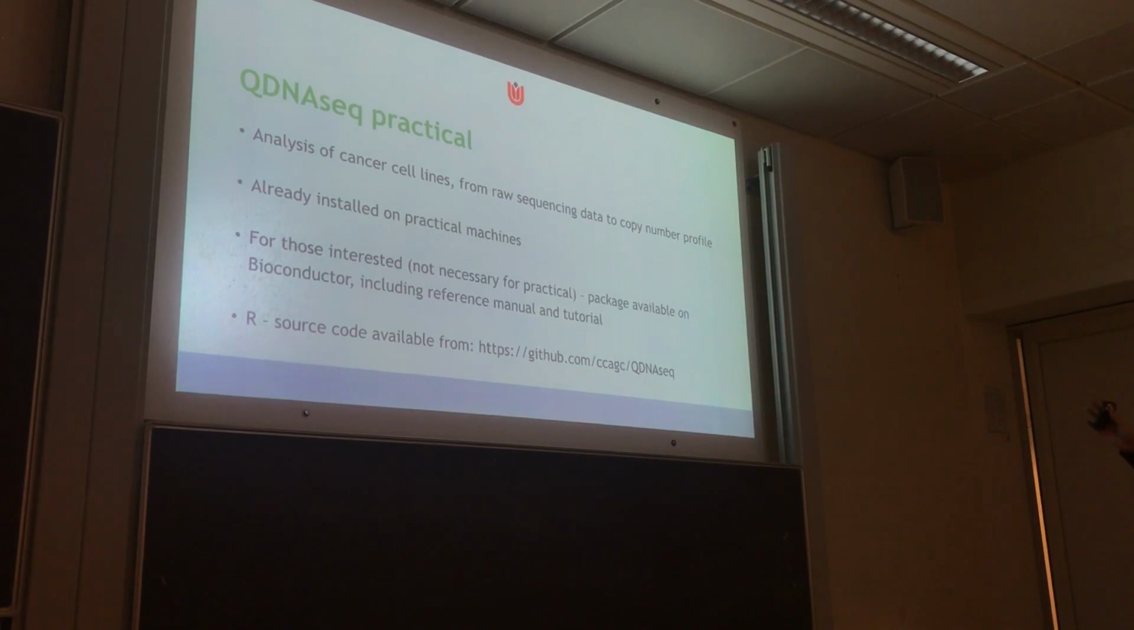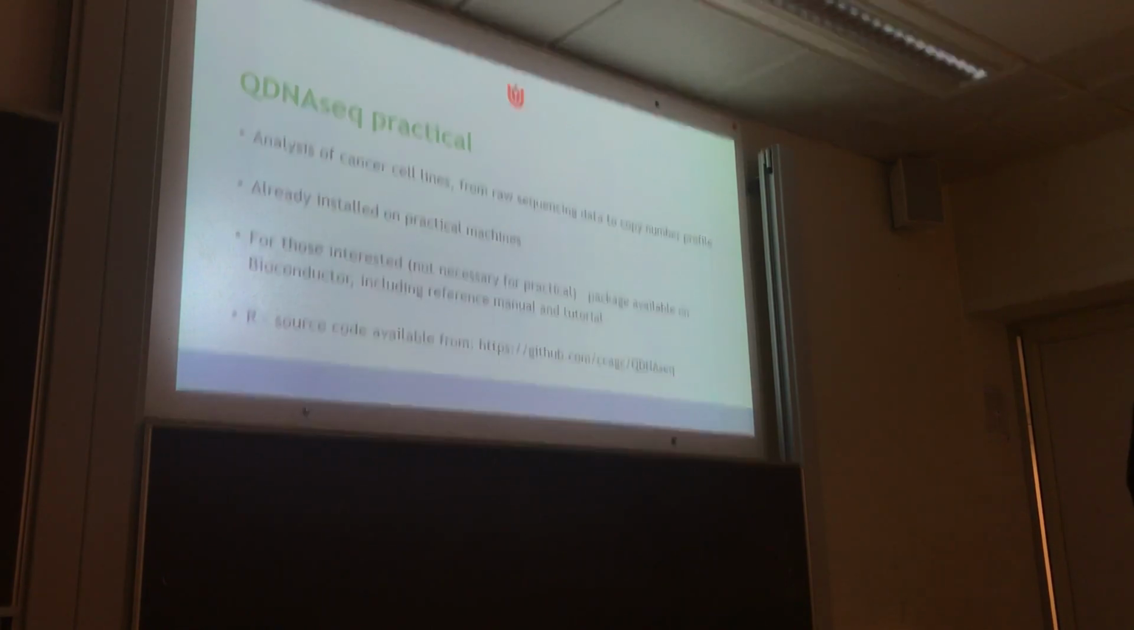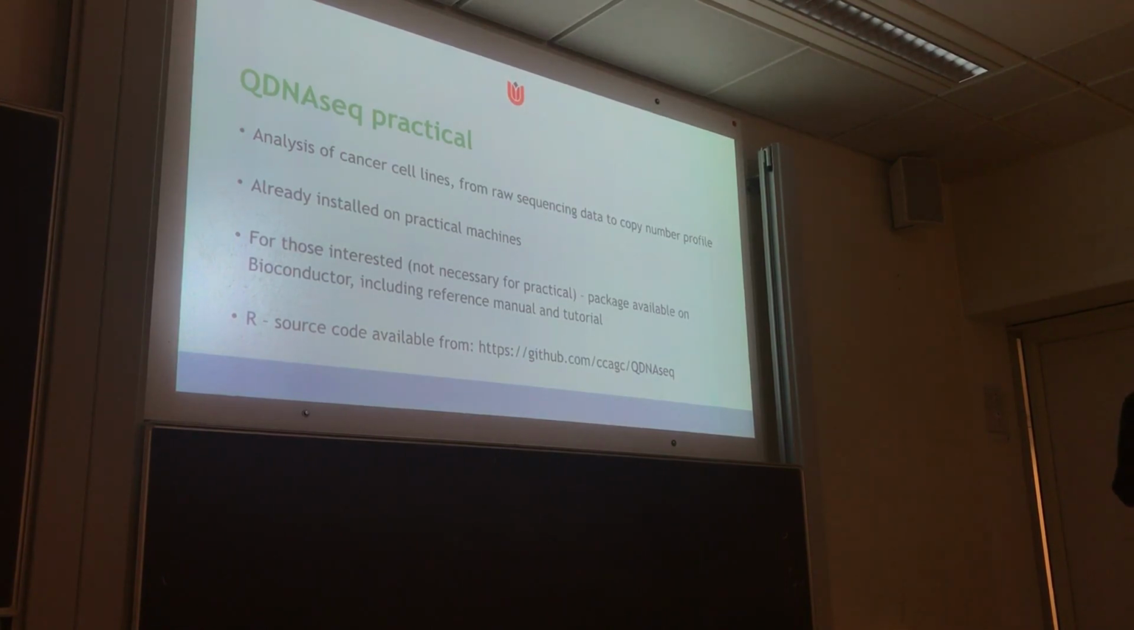So, the QDNAseq practical: there are a bunch of cancer cell lines, and you can actually go from raw sequencing data to copy number profiles. And raw sequencing data can either be FASTQ files, which are the reads, or BAM files, which are the aligned reads. Depending on where you get your sequencing data from, you get either FASTQ files or BAM files, and you can always go back from BAM files to FASTQ files. I don't know if you actually do the alignment step in the practical. I think it depends from year to year.